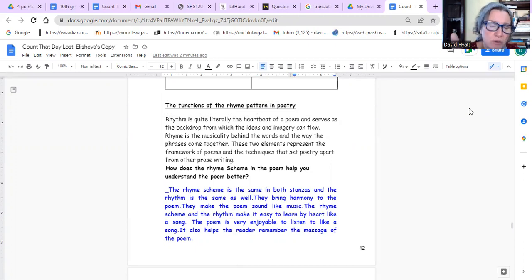זה הקצב, יש קצב בתוך שירה, אנחנו לא דיברנו על זה. The rhyme is the musicality behind the words, okay? זה המלודיה, okay? It makes the sounds and the way the phrases come together, ואיך המשפטים מורכבים ביחד. These two elements, הקצב והחרוזים, שיטת החרוזים, סליחה, represent the framework, okay, of poems and the techniques that set poetry apart from other prose writing.